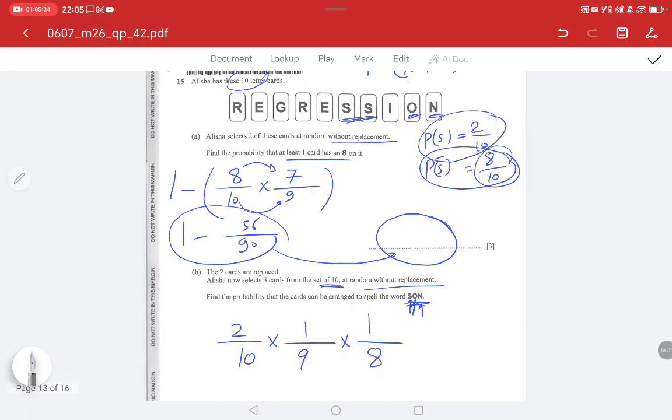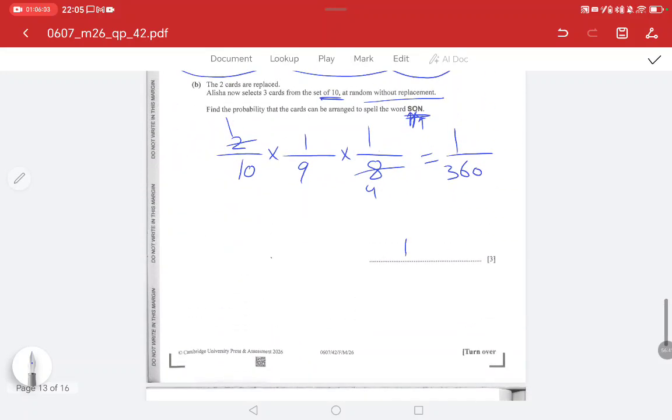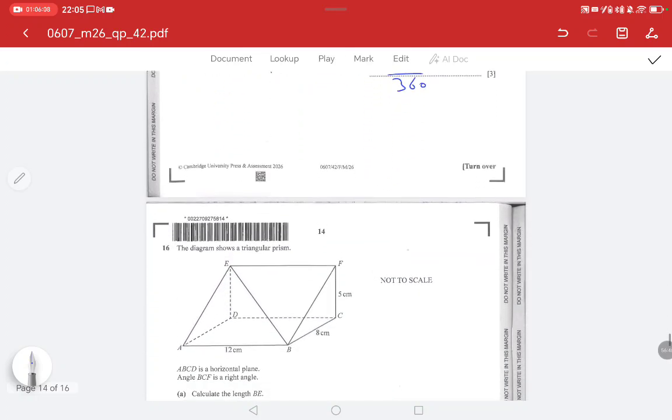So in this case, 2 divided by 2 is 1, 8 divided by 2 is 4, so you can say it's 1 over 36, and here 0, 360. This is because I have only one specific arrangement, but if SON can be arranged in different ways, how many arrangements do we have? If we have 3 letters, I will have 3 factorial, which is 6, so I have to multiply by 6. So the answer of this one, because it must be SON, will be 1 over 360.